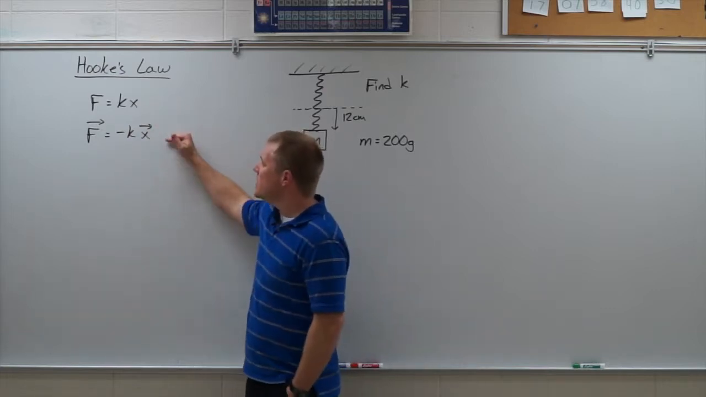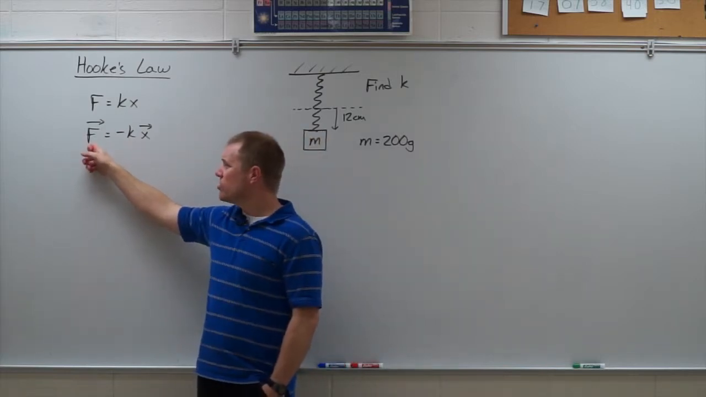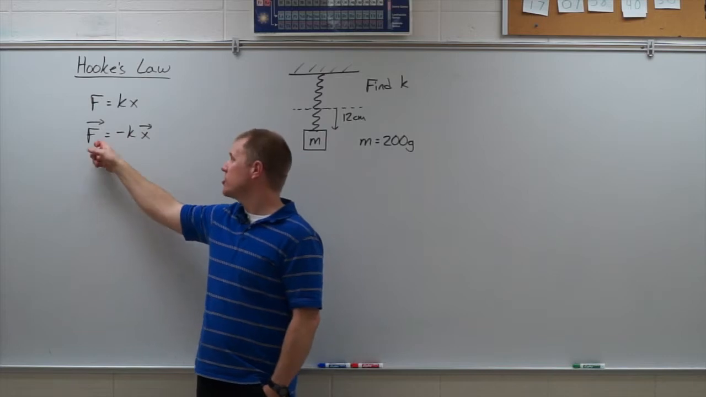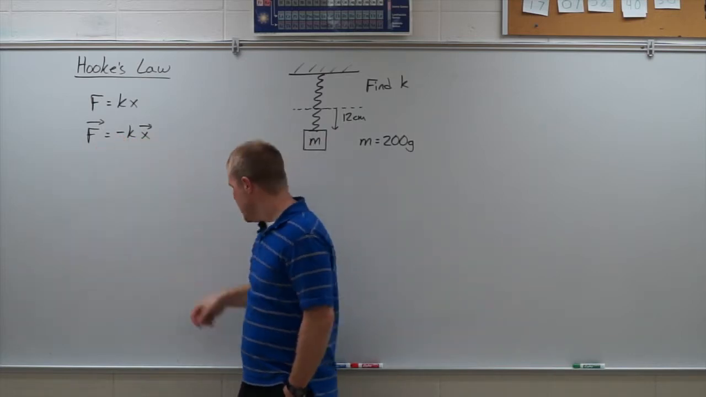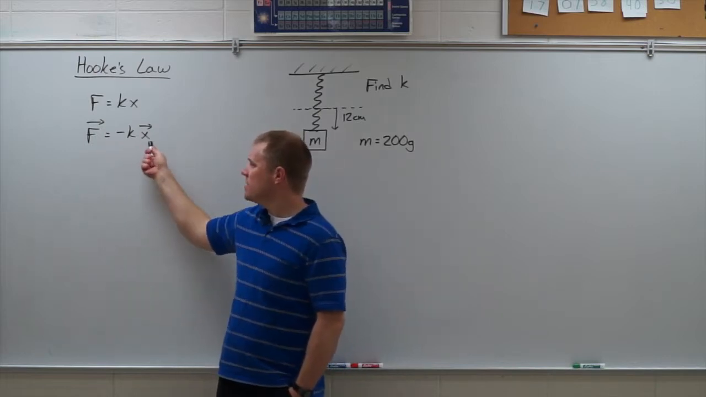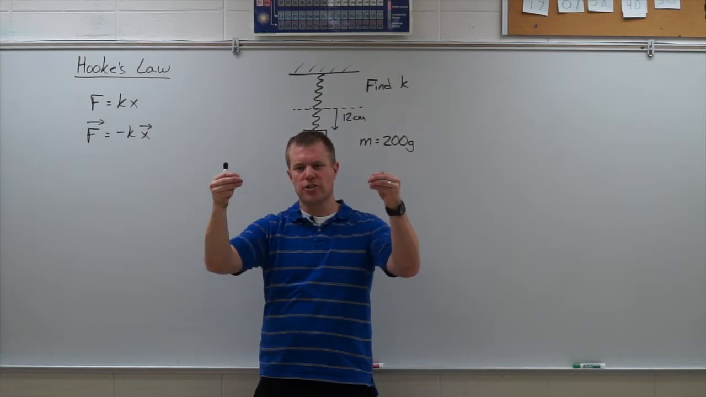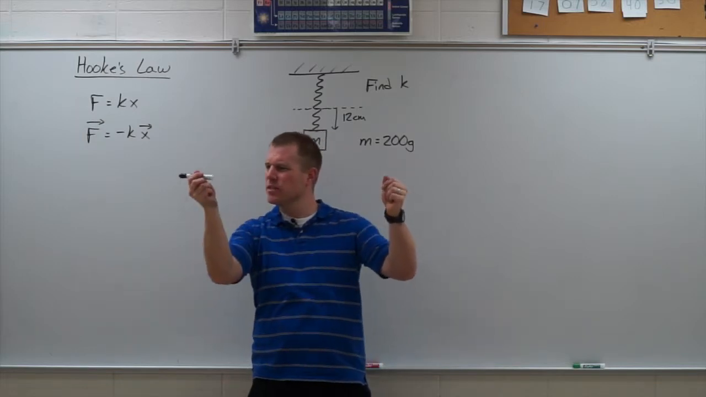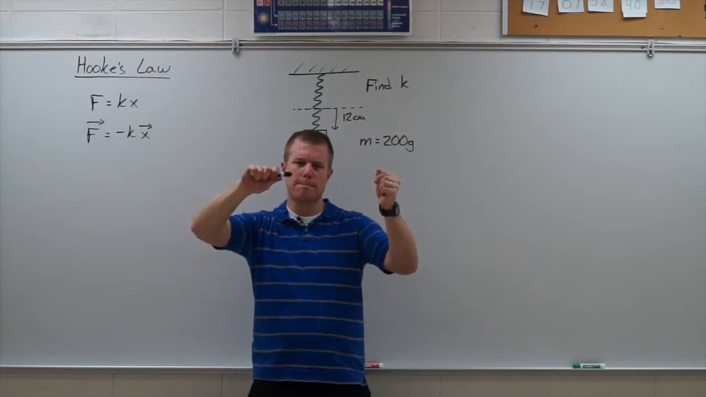Okay. The second version is a vector equation, so this tells me that the force magnitude and direction is equal to negative kx. All this negative is telling me is that the force and the displacement are in opposite directions. So if I stretch a spring, its displacement is this way, but there's a restorative force from the spring back.